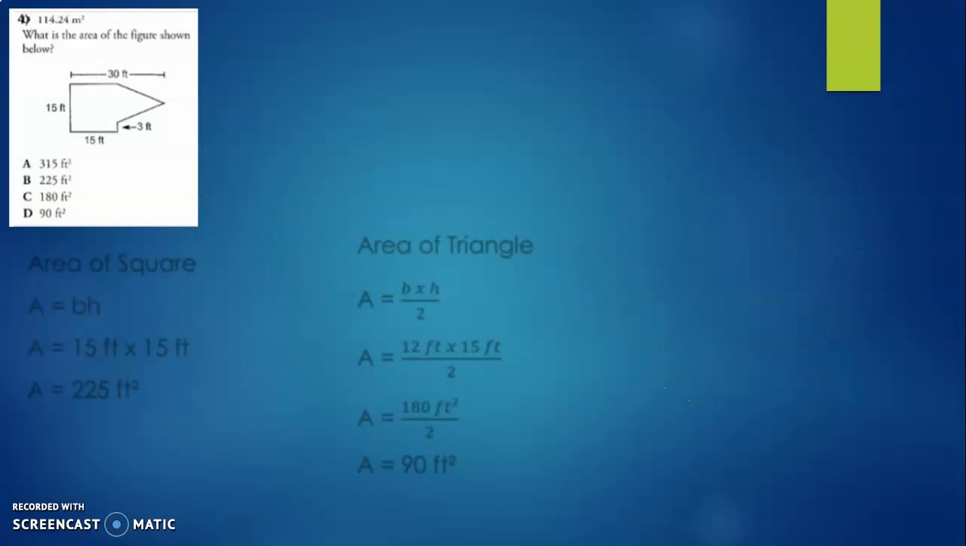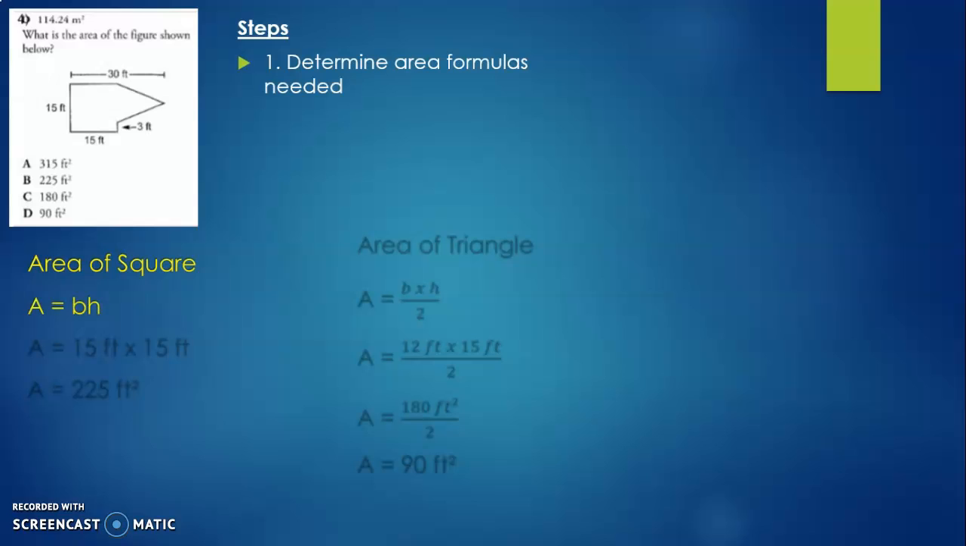Our question number 1, or 4 in this case, is: what is the area of the figure shown below? Notice that I can divide my shape into two shapes. I can have a triangle and I can have a square or rectangle. Seeing that it is a 15 by 15, it is essentially a square. So for my two shapes, I'm going to need the area of a square, which is base times height, and the area of a triangle, which is base times height divided by 2, because remember that every single triangle is half of a rectangle, right? So base times height divided by 2 for our triangle.